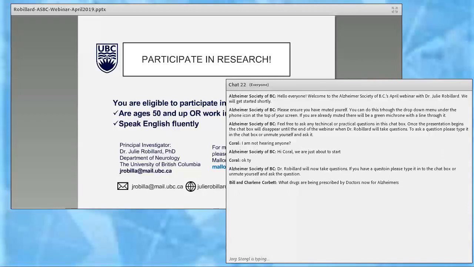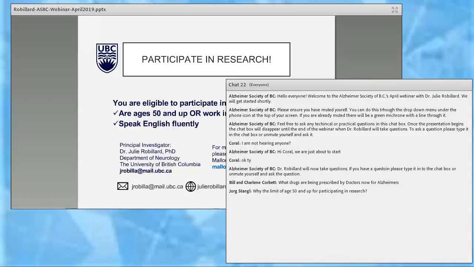Okay, so there's a question that came in that's asking what drugs are being prescribed by doctors now for Alzheimer's. Thank you for that question. There are two classes of drugs that are currently approved for Alzheimer's disease, although there's ongoing research in trying to develop more. I don't want to spend a lot of time going into the details of what these two drugs are and what they do, but I do encourage you to speak with your physician. And I believe the Alzheimer's Society also has some information on their website about what the standard treatments are.